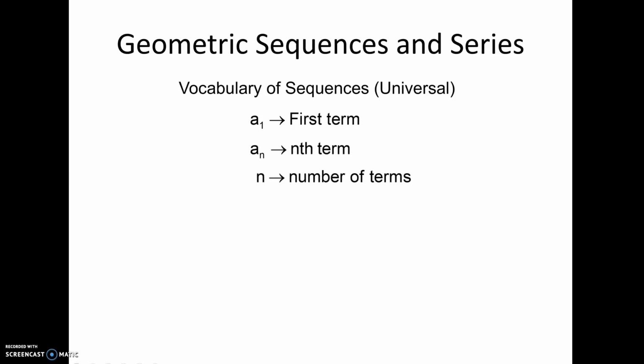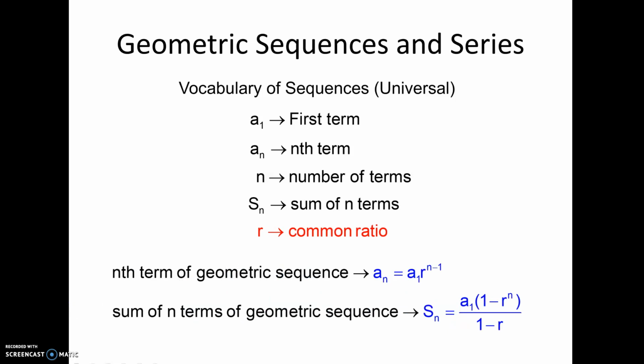These two n's match, so n by itself represents the number of terms that you're talking about. S sub n is the partial sum, so you're adding up n terms, what the sum is. And then we have this new term called R, which is the common ratio, which I'll explain in another example.